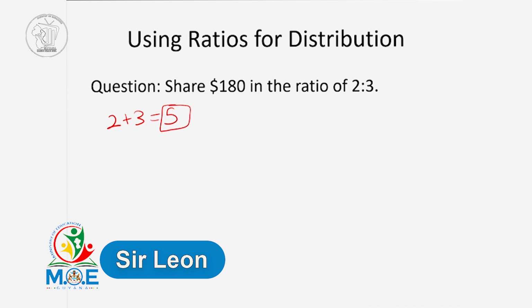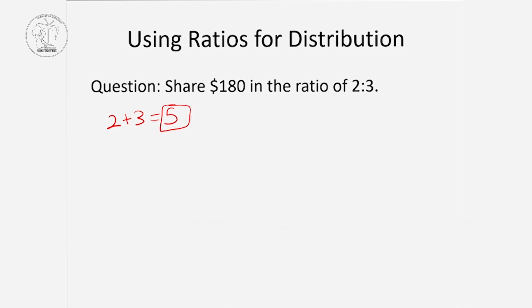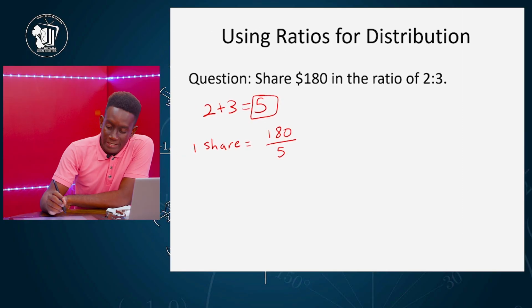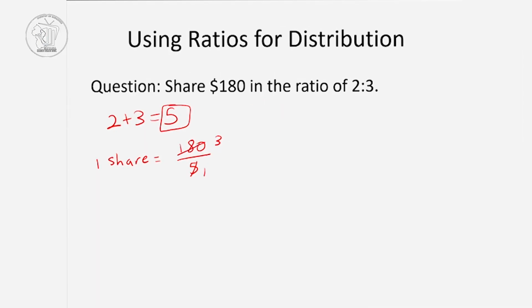To find the value of one share, we divide 180 by 5. So one share is equal to 180 divided by 5. 5 into 180 would be 36. So the value of one share would be 36.